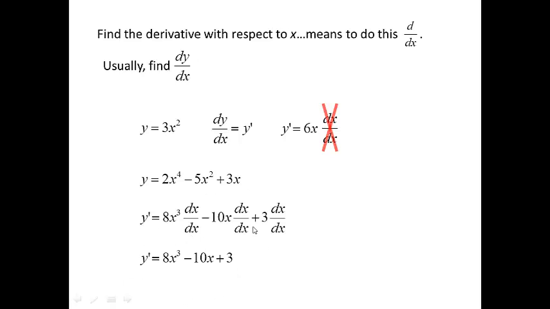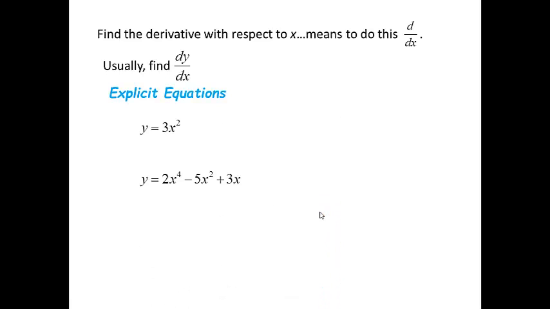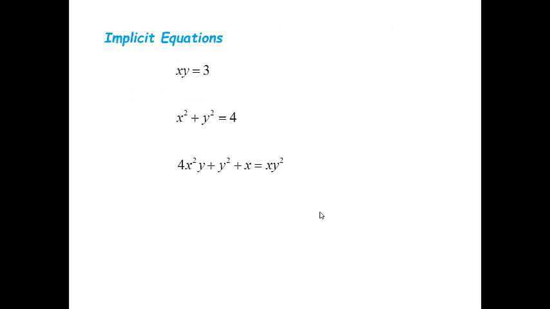Now why this is important is if we are going to take the derivative implicitly, we have to remember to use the chain rule. So these are explicit equations we just talked about. Now I'm going to talk about implicit equations, like this and like this and like this, where x and y are kind of all over the place.